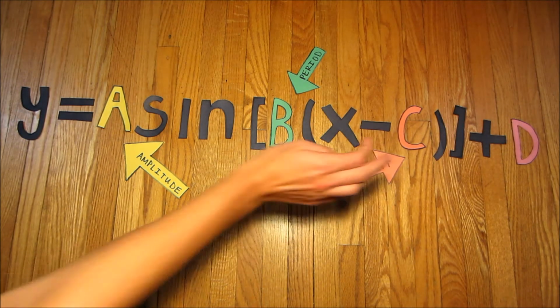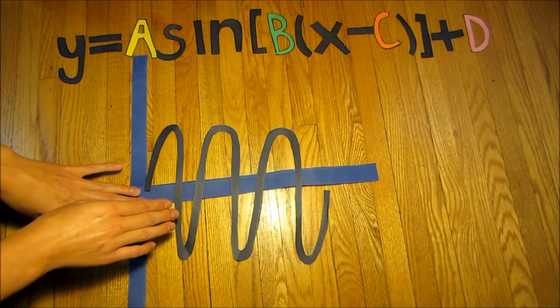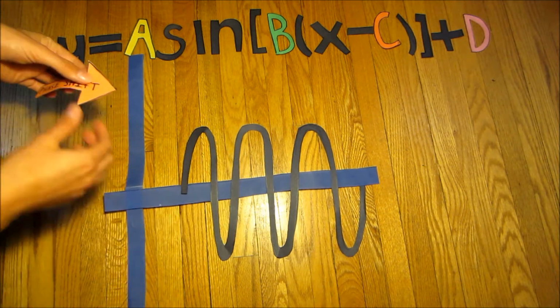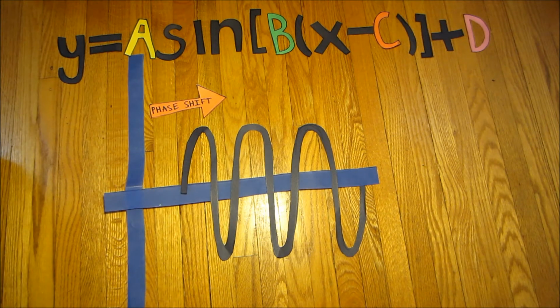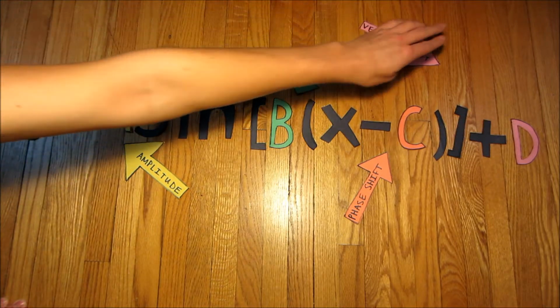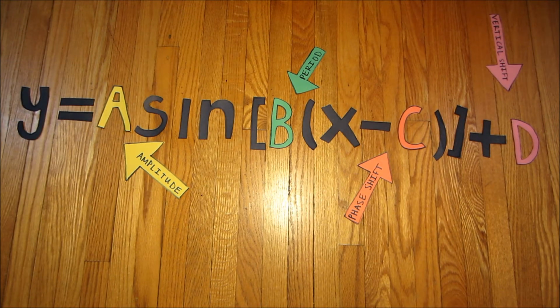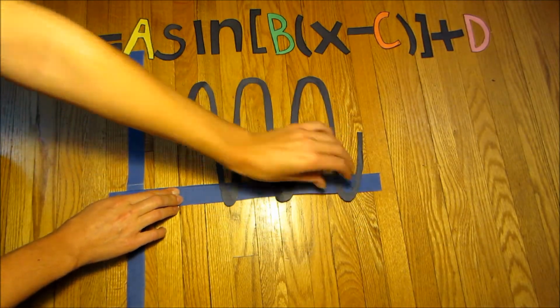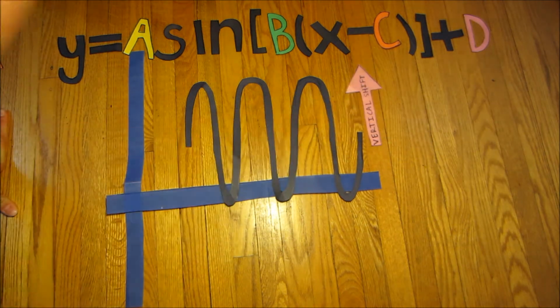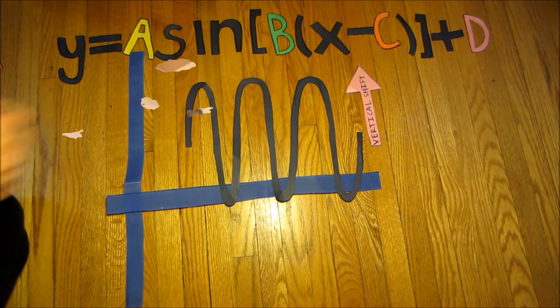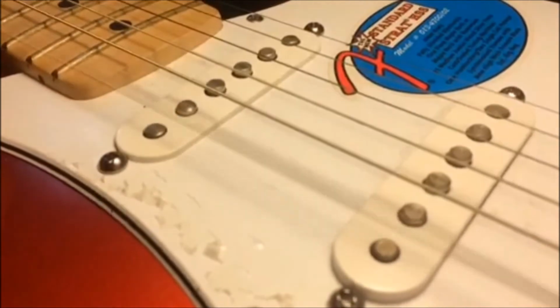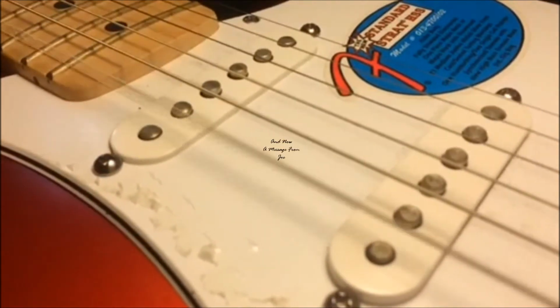C is the phase shift. Phase shift is the number that shows how far the graph must be moved left or right to match a graph of the same shape. D is the vertical shift, which is how far up or down the graph shifts from the x-axis. In terms of sound, the amplitude A and the period B are most important.